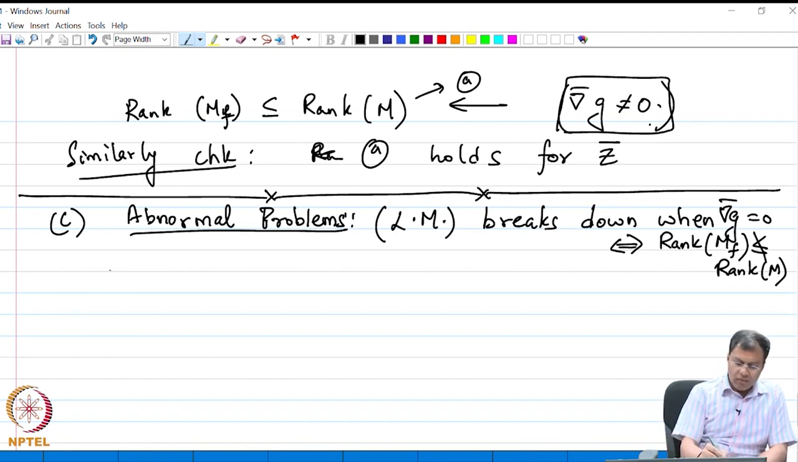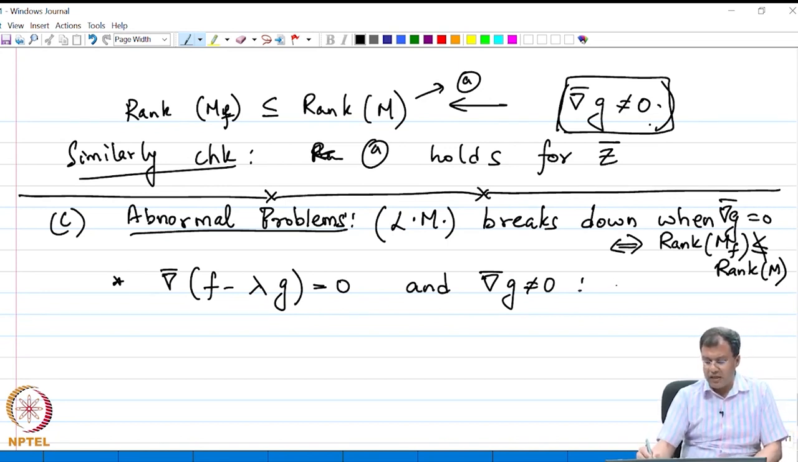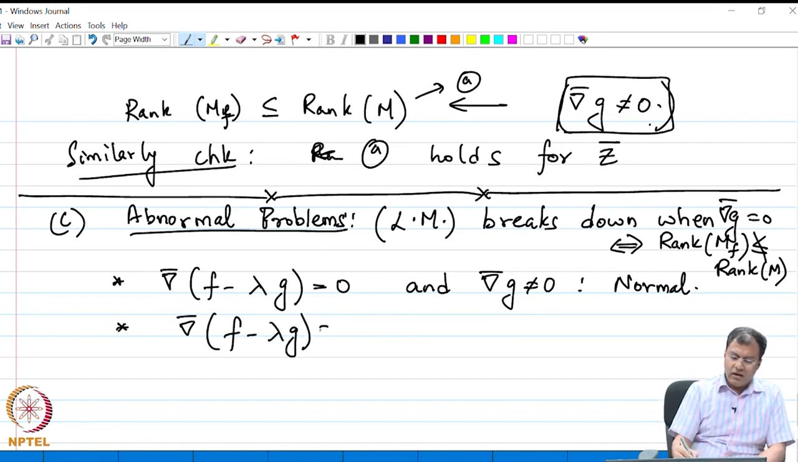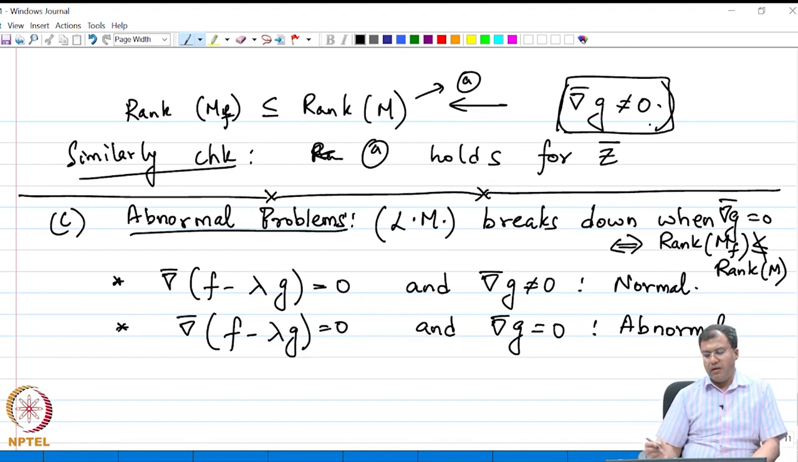So, which means we have two classes of problems. The first class of problem is that we have this Lagrange setup, this is equal to 0, and we have that grad g is non-zero. So, those are the class of problems very easily solved by Lagrange multiplier. We call them normal problems, right. And we could have another class of problems where again the Lagrange setup gives some equations, but grad g vanishes, right. And those are the class of problems we call abnormal problems. That is, the points that we find from the Lagrange setup do not satisfy the gradient criteria.